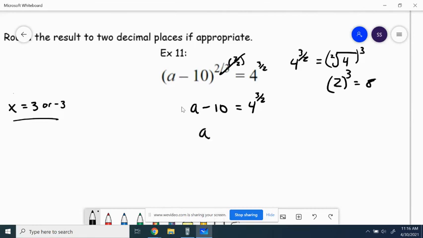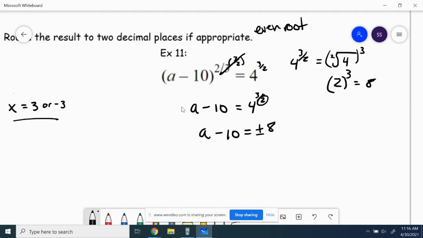All right, so now we have a minus 10 is equal to 8. But we should also recognize that our root here was the 2. So that's an even root. So we should have two answers. Okay, so this is going to be like plus or minus 8.